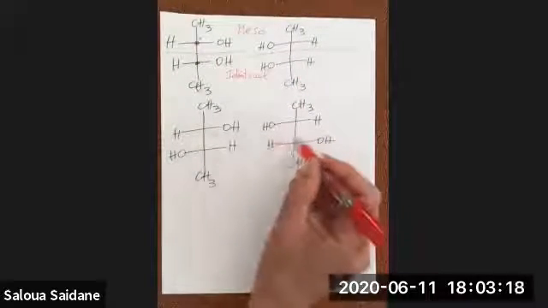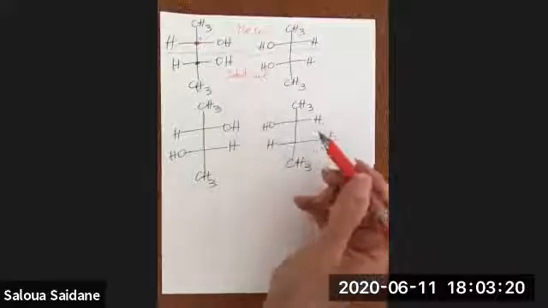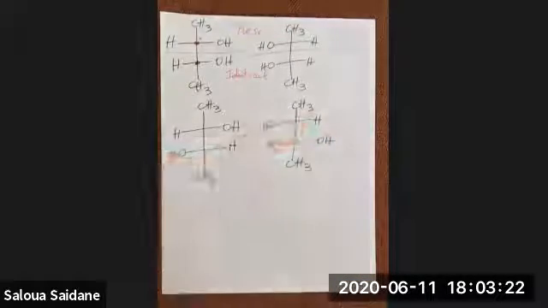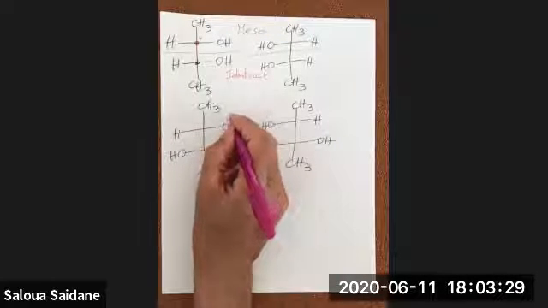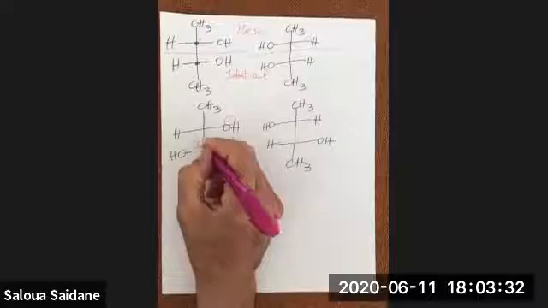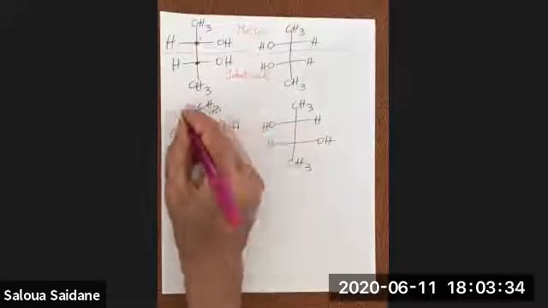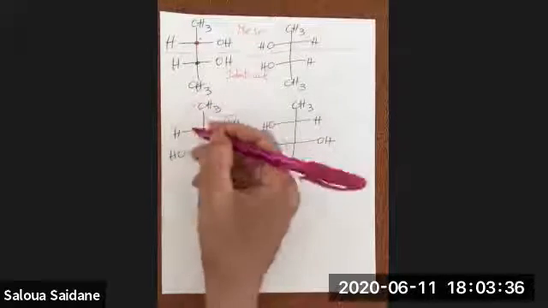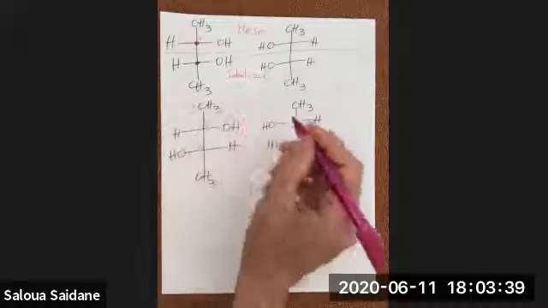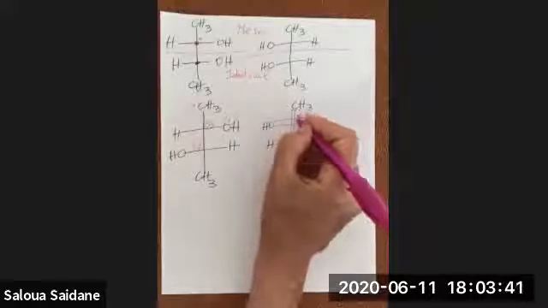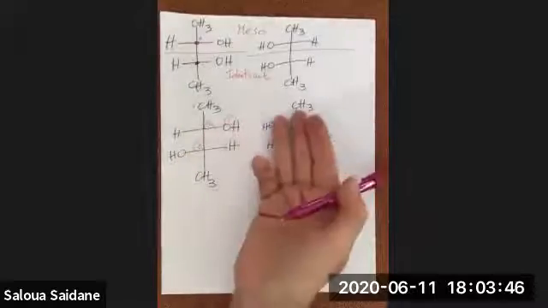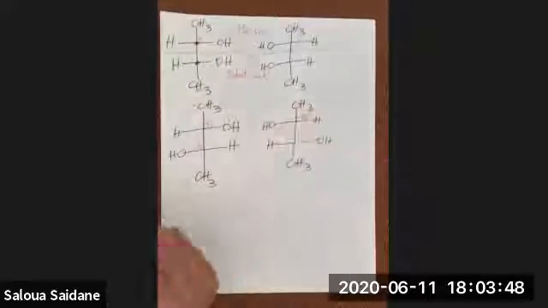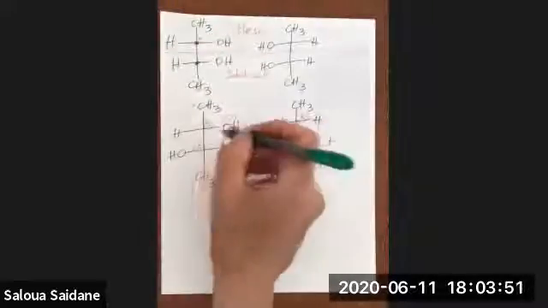Whereas these, they're not identical at all. They're perfectly mirror images, because if you look at, is it an R or an S? Let's look at this one. This is number 1. This is number 2. It's number 3. So we're going 1, 2, 3, which is R, but the H is in the front, so that's an S. This one should be an R, because we flipped one of the substituents. So you see that these two are completely different, different configurations, mirror images.